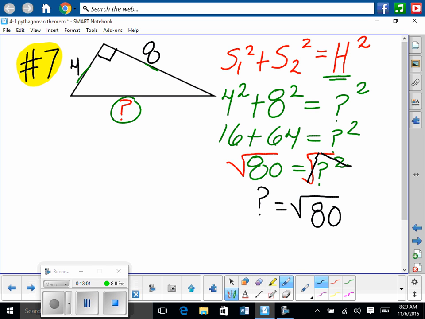Yes. So I'm off to the side here, writing it so I have more room. I'm going to break down 80 into its factors. This is what we learned yesterday, right? So I'm going to go with 8 times 10.